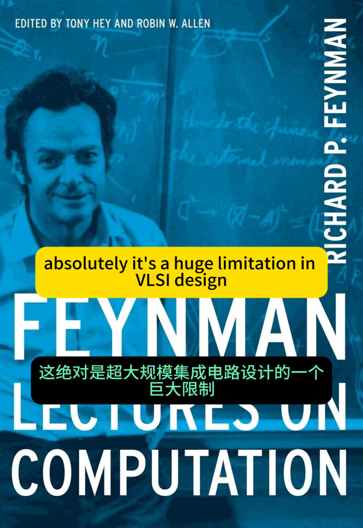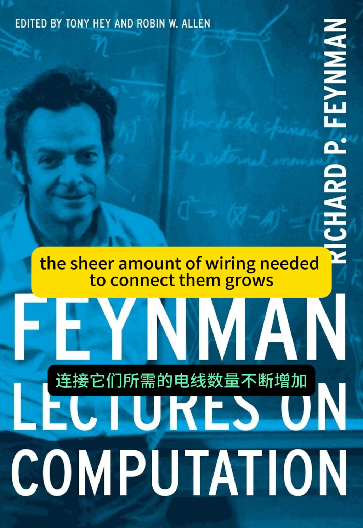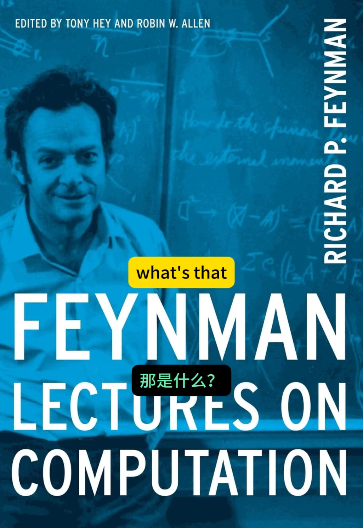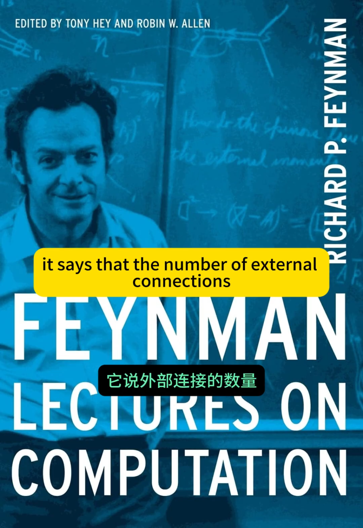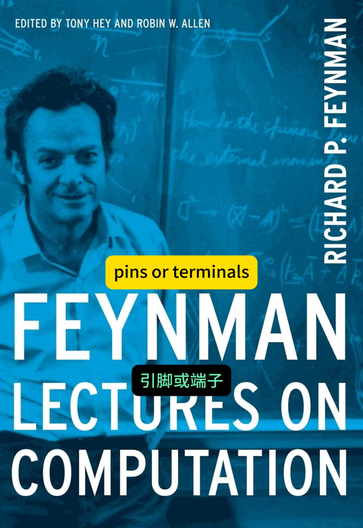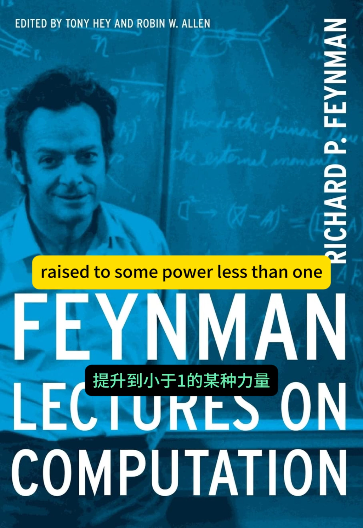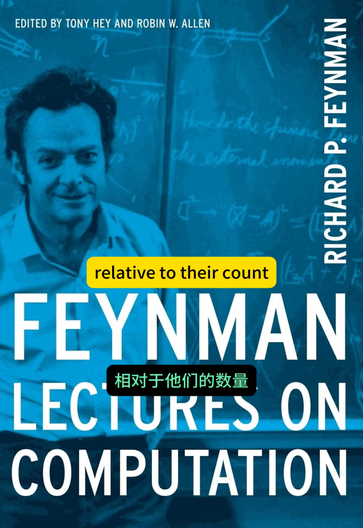It's a huge limitation in VLSI design. As you pack more and more logic gates onto a chip, the sheer amount of wiring needed to connect them grows enormously. Feynman mentions Rent's rule. What's that? It's an empirical observation, not a strict law, but it holds up pretty well. It says that the number of external connections, pins or terminals, needed for a block of logic tends to scale with the number of gates inside that block, raised to some power less than 1. Meaning more gates need disproportionately more connections relative to their count.